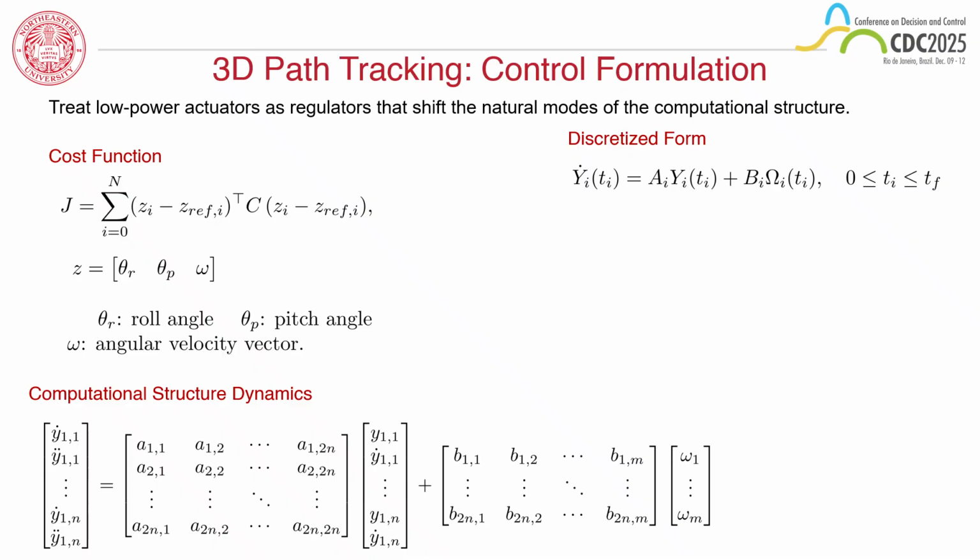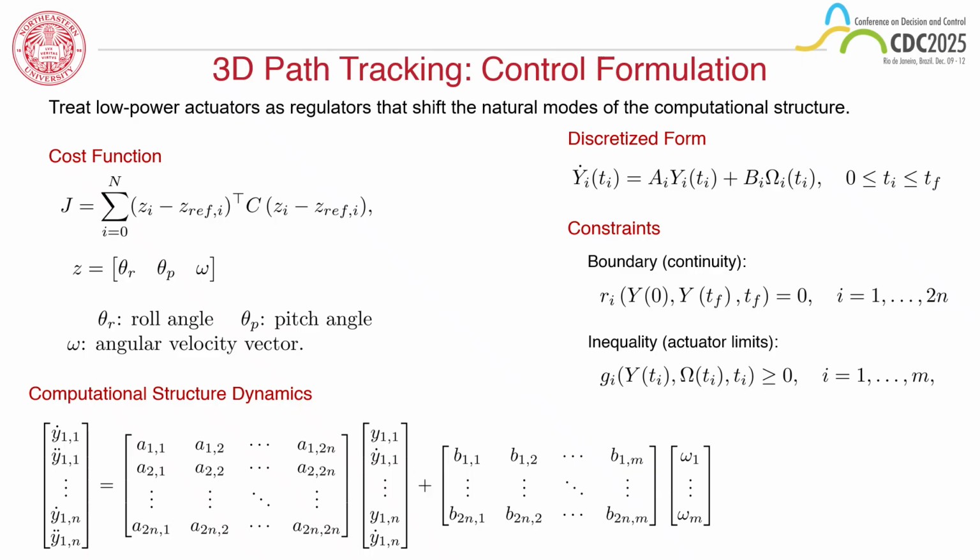We enforce two types of constraints: boundary conditions Ri that ensure continuity of the computational structure across the gait cycle, and inequality constraints Gi that respect actuator limits.